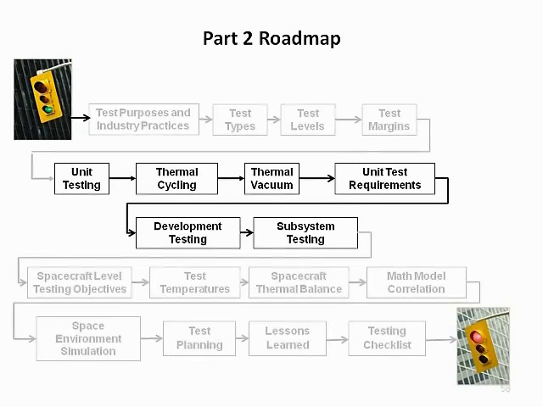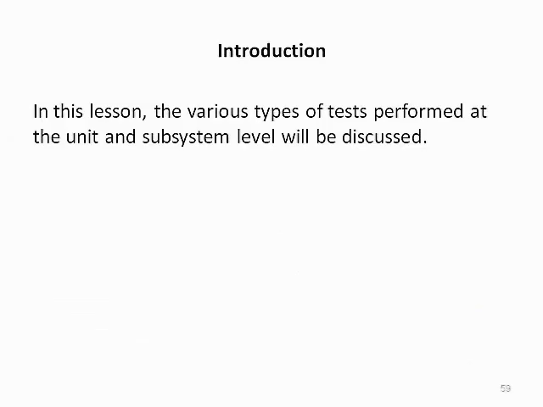In Part 1, we introduced the types of tests, test environment levels, and margins applied to space hardware. In this second part, we will explore how such testing is applied at the unit and subsystem level. The various types of tests performed at the unit and subsystem level will be discussed, along with the special role that development testing plays in bringing a design to maturity.